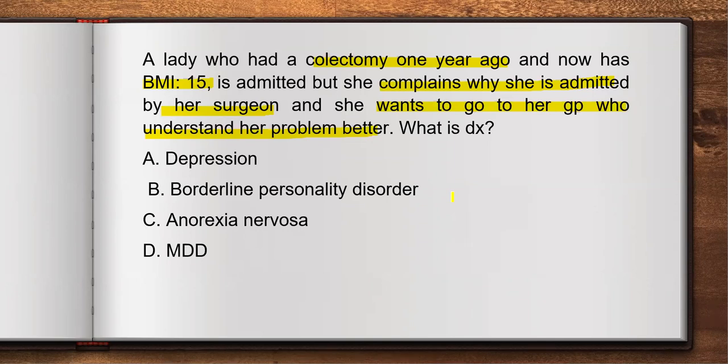It's kind of an incomplete scenario to me, but looking at the question, it seems like a kind of splitting, I would say. This patient doesn't want to be treated by the surgeon, but wants to be treated by the GP. Yes, a kind of splitting situation going on, which is a very important characteristic of borderline personality disorder. Looking at the BMI, I cannot choose anorexia nervosa because this patient had a colectomy. That colectomy can also contribute to this BMI. So it is better to choose borderline personality disorder, but obviously look at the full scenario. If they add something else, we have to think otherwise because it's not completely splitting. Splitting means all good, all bad. Here, the patient is just differentiating the GP and the surgeon. Not completely splitting, but the other options don't seem good to me.